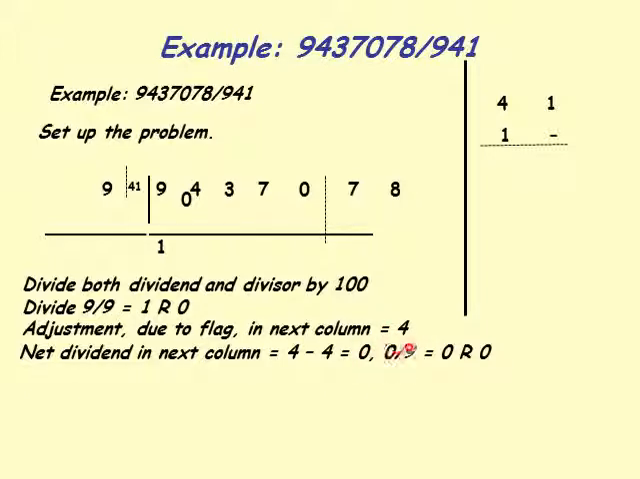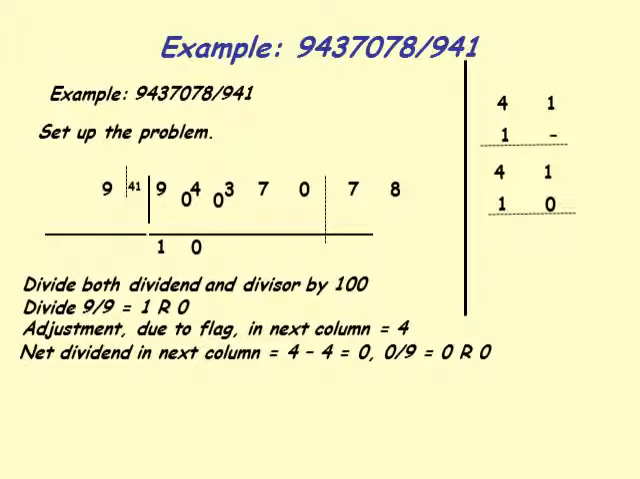And we divide 0 by 9. I got 0, remainder 0 in the next column. Yes, because 0 here is from division in this column, and then 0 is the remainder to be used in the next column's division.